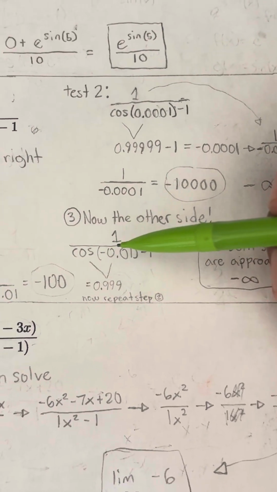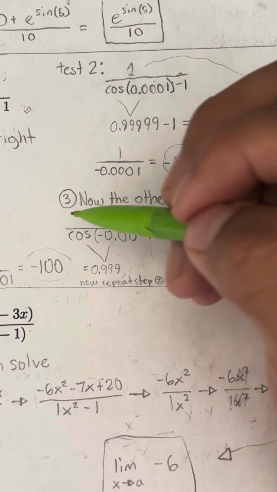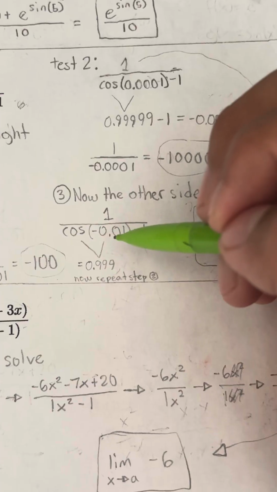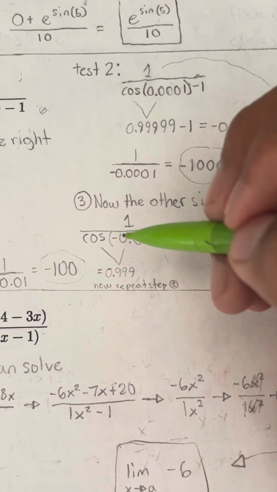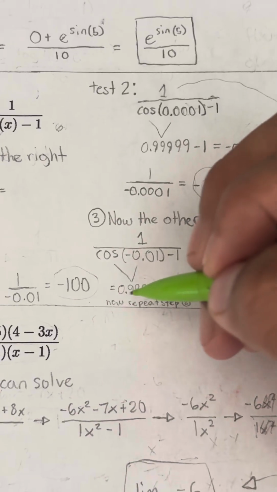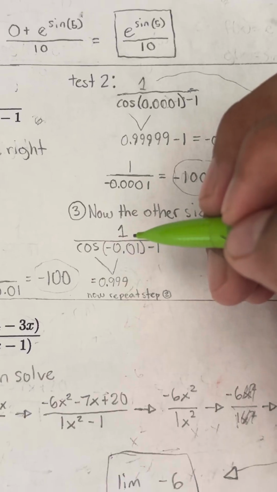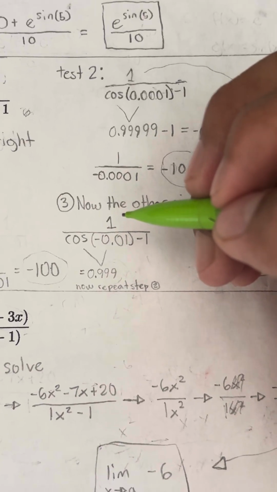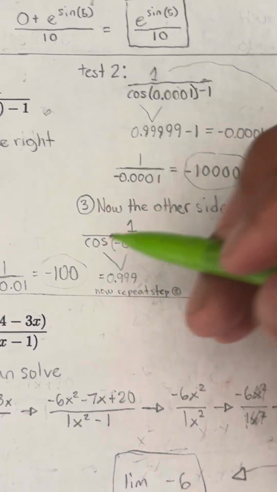Now let's think about this. Negative 0.01, cosine of this is just really close to 1. One of my questions was, why isn't this a negative 0.9999? Oh, sorry, my mistake. That's for a different problem. We'll get back to that later.